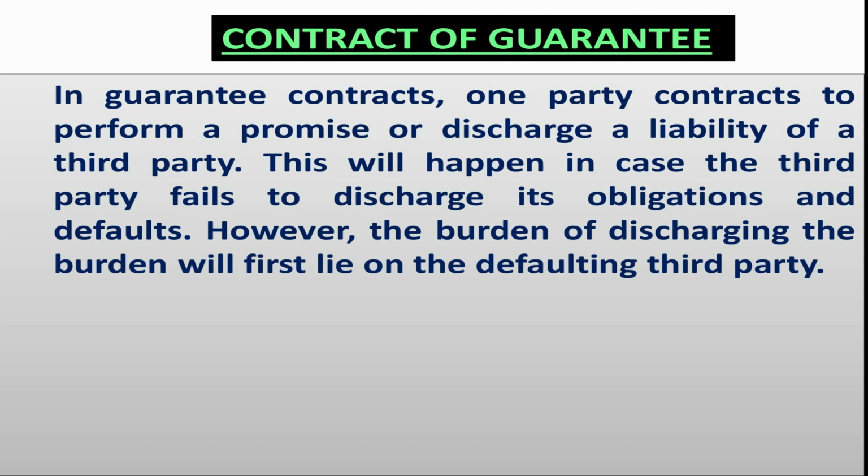The person who gives the guarantee is the surety. On the other hand, the person for whom the surety gives the guarantee is the principal debtor. Similarly, the person to whom he gives such guarantee is the creditor.